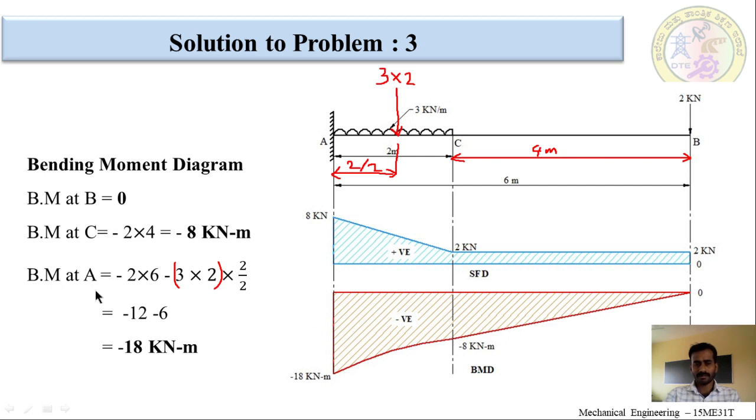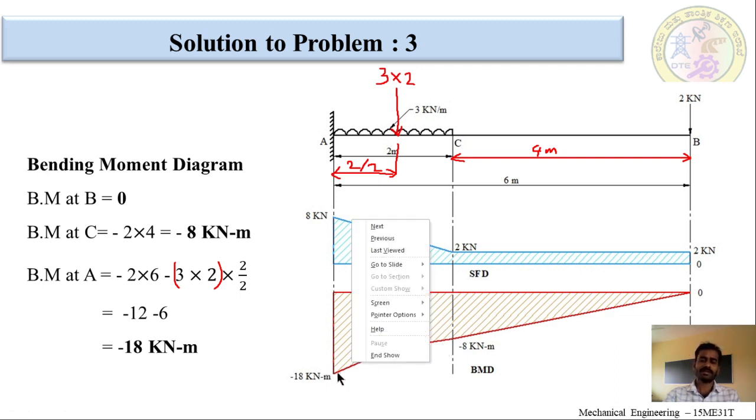So, what is the bending moment at A? Minus 18. So, you have to mark the point minus 18 units on the line A and join this with the parabolic curve from C to A.